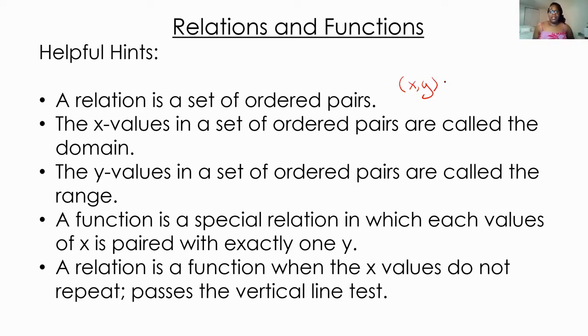So the X values in the set of the ordered pairs is called your domain, okay? So the list, the whole entire set, all the X's that are involved in the ordered pairs, is called your domain. Now the Y values, that's called the range, okay? So you have your domain, which is the set of your X values. Your range is the set of your Y values. So now a function is a special relation in which each value of X is paired with exactly one value of Y. So if we think about relationships, okay, you can date how many people you want to date.